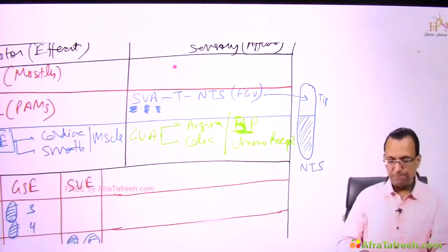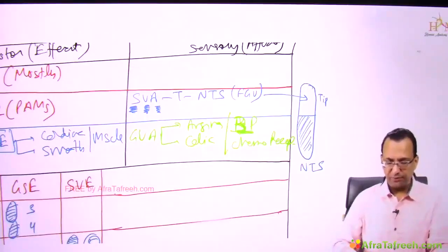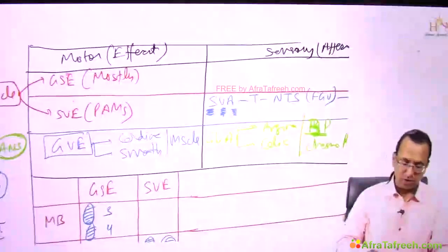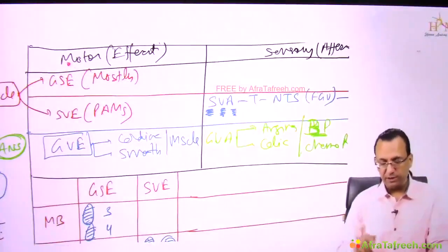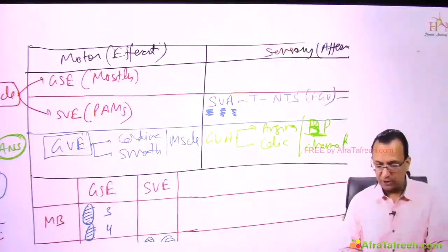And what is here? You already know. If you have an E column, there's always a corresponding A column. So if there's a GSE, there must be a GSA. Now, what is GSA?